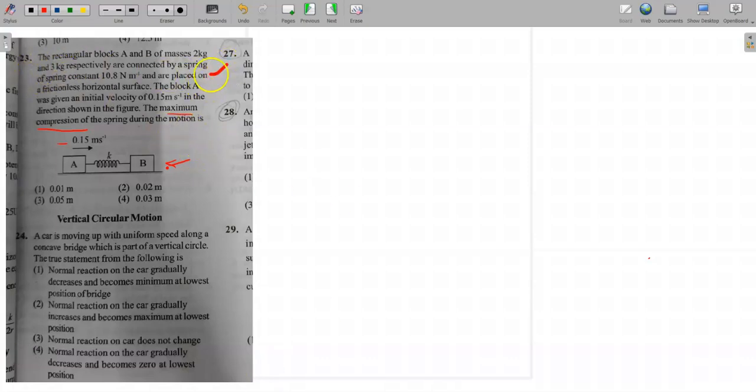When you do this question, you need some information here about the springs, compression, and stretch. The two blocks are connected here, A and B. Initially, this block is moving with a velocity and this block is at rest. So before its motion, before block A collides with block B, only the object A is moving.